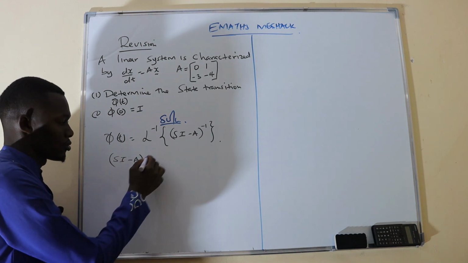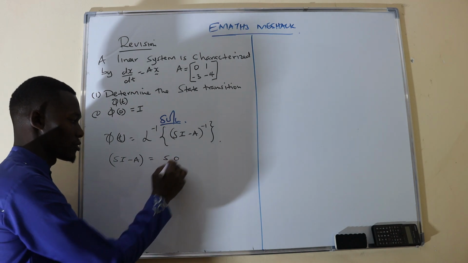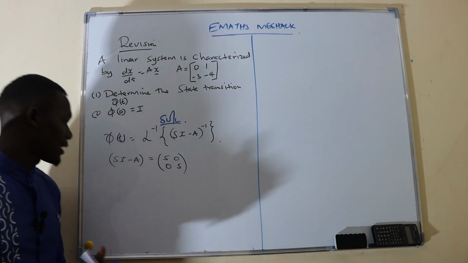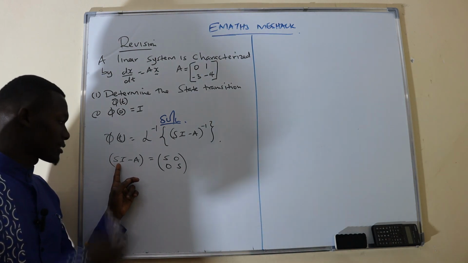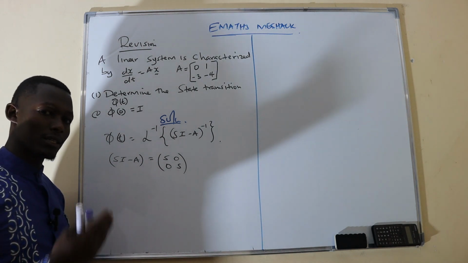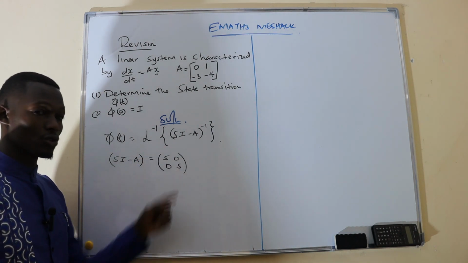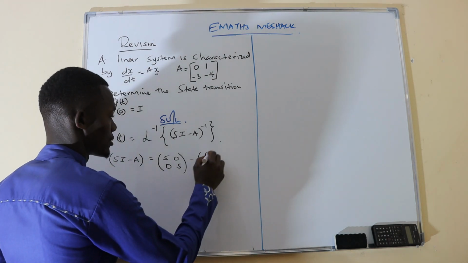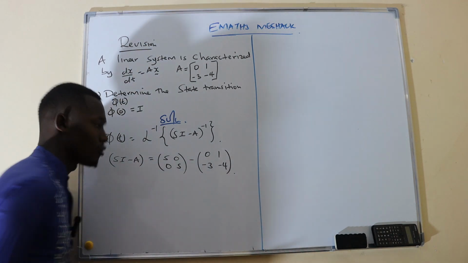SI minus A. So our SI is this matrix, S, 0, 0, S, okay? Because we have an S, we can call it a scalar. By the end of the day, it's like a scalar multiplied by the identity matrix. And we know the identity matrix is 1, 0, 0, 1. So when you multiply by S, it gives you this particular matrix. Then subtract your matrix A, which is 0, 1, negative 3, negative 4.